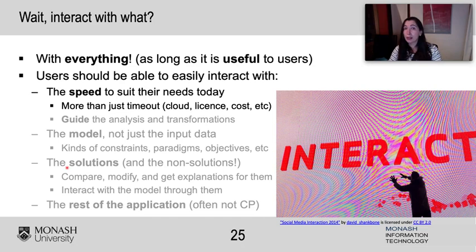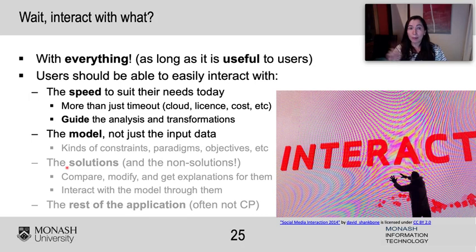Sometimes they're going for a coffee, 10 minutes. Sometimes they're going home, that's, you know, 12 hours. And also, they can very often provide very good guidance to the analysis and transformations. Why completely sideline them? At least the modelers can guide this analysis and transformation, perhaps not the engineers of, for example, my plant layout. And the model, they also want to interact with the model.